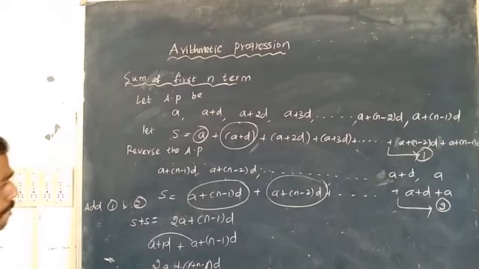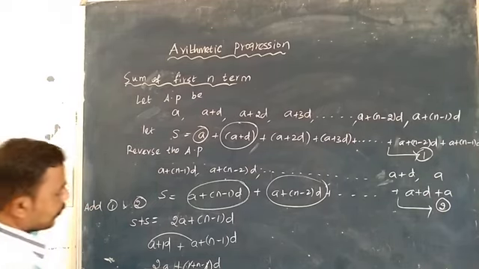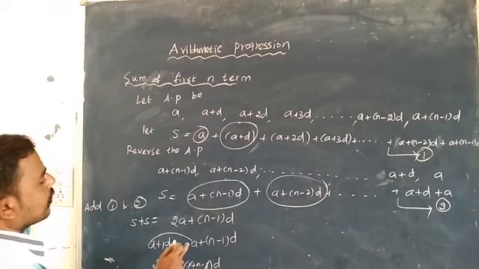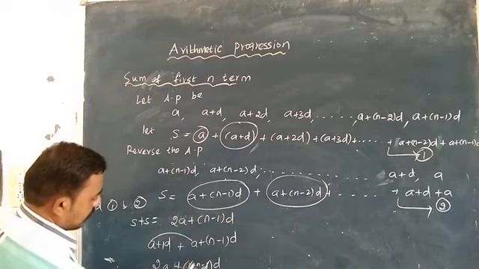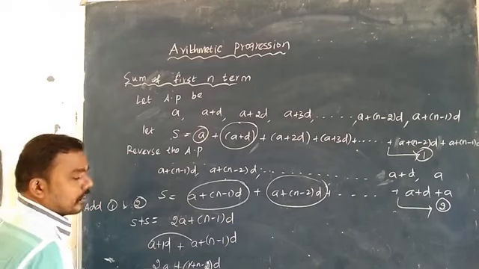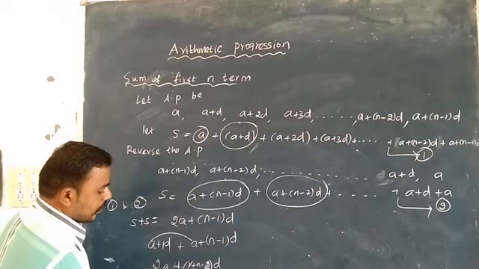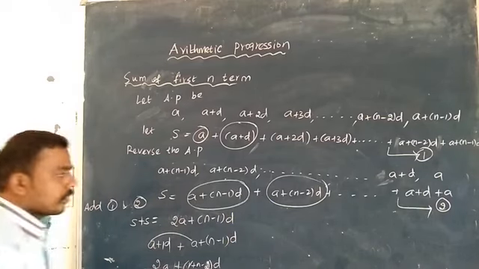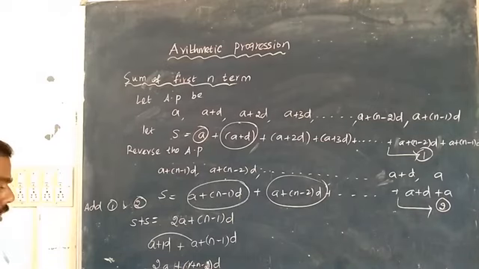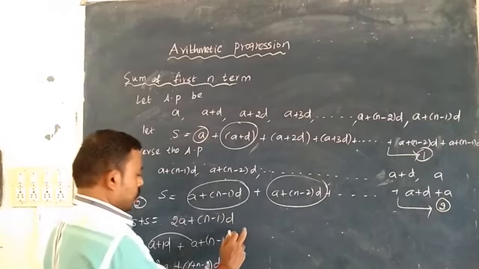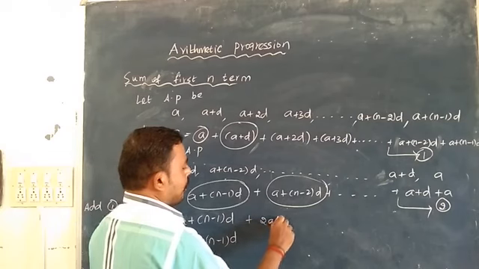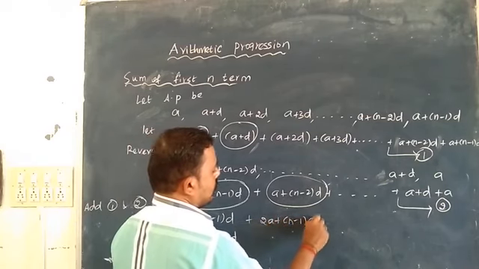2A plus (n minus 1), because here n minus 2, no, sorry. So (n minus 1) into D. So here also 2A plus (n minus 1) into D.